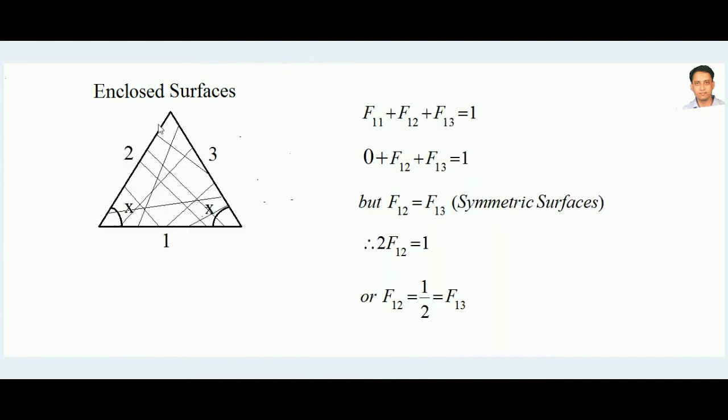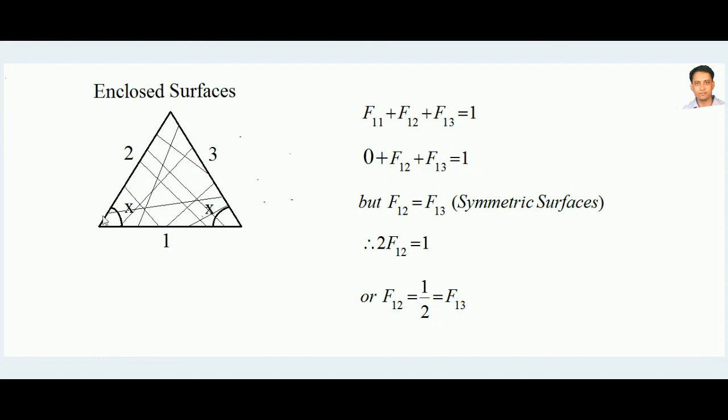One more example. This is also an enclosure, a triangular enclosure, you can see, and the condition is this surface 1, this surface 2, this surface 3, and these two angles are same. This is angle X, this is also angle X. Means an isosceles triangle type of enclosure. Now the question is, what is F₁₂ and F₁₃? Since this is an enclosure, by summation rule you can write F₁₁ plus F₁₂ plus F₁₃ equals to 1. Since this surface 1 is a flat surface, in place of F₁₁ we can write 0. For a flat surface F₁₁ is 0. So ultimately we are getting F₁₂ plus F₁₃ equals to 1.